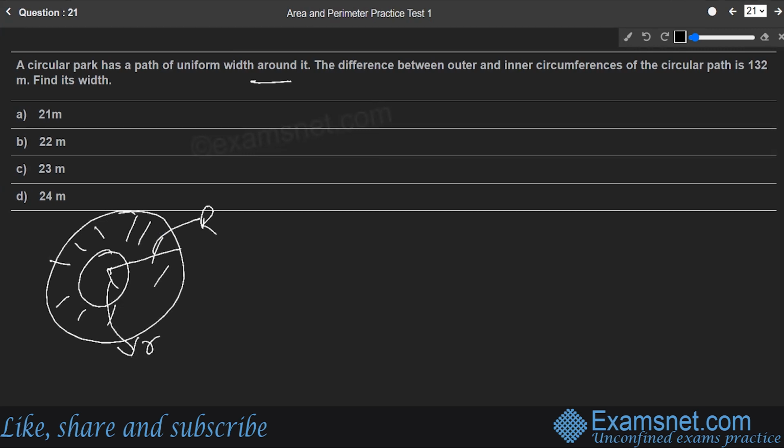So clearly the width is nothing but the circumference of the outer circle minus the circumference of the inner circle. This is the width. Okay, so what is the circumference of the outer circle? It's going to be 2 pi capital R minus 2 pi small r. This will be the width value. Okay, and this width is already given to us as 132.